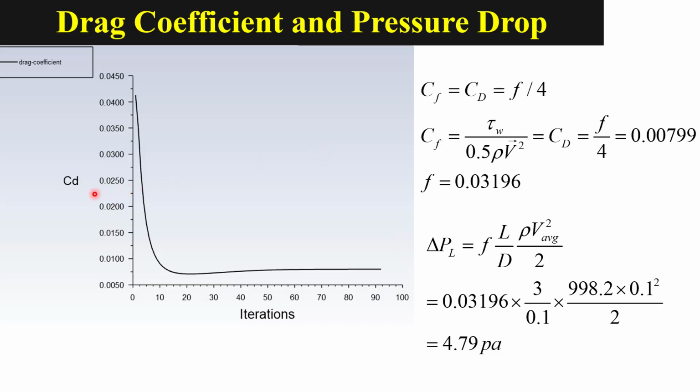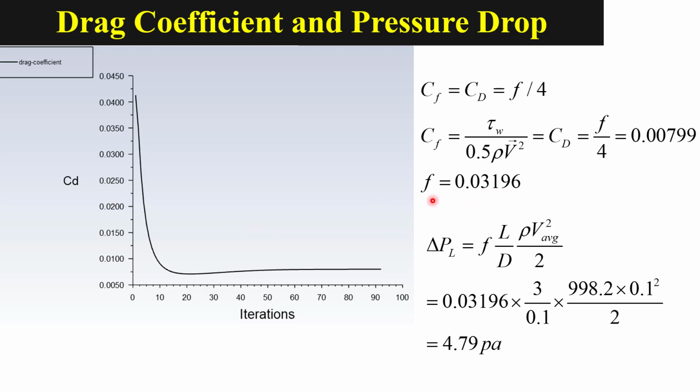With the help of this drag coefficient computed from the ANSYS solution, we can find out the Darcy friction factor according to this relationship. A drag coefficient is equal to the skin friction coefficient and the Darcy friction factor according to this relation, where the skin friction coefficient is the ratio of wall shear stress and dynamic pressure. The Darcy friction factor calculated according to the drag coefficient is equal to 0.03196.